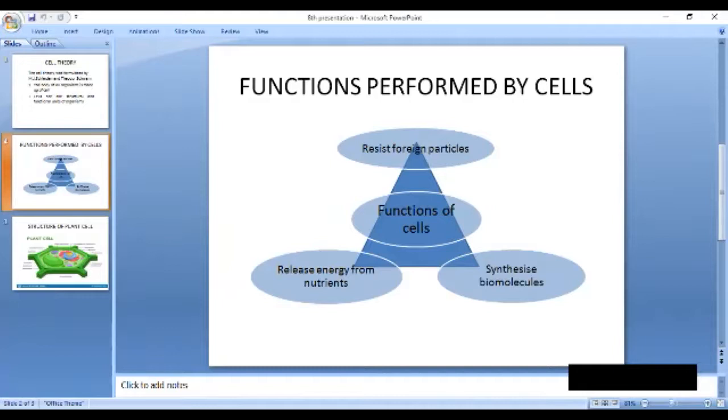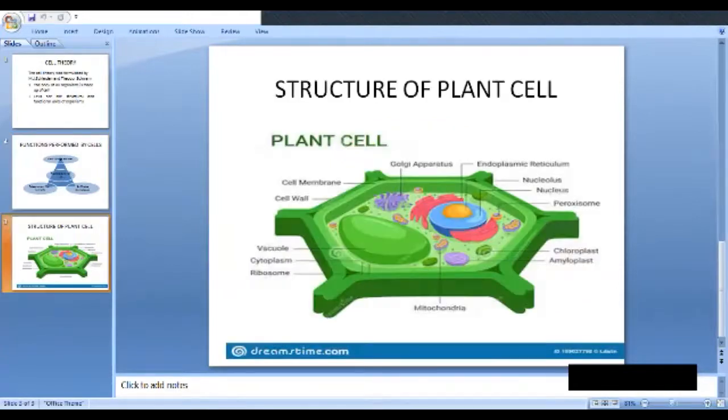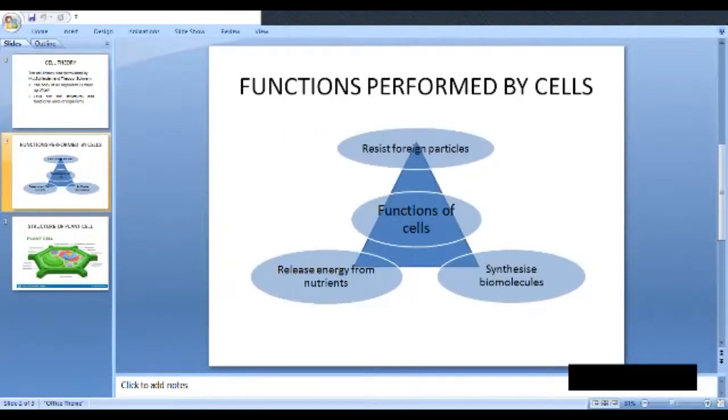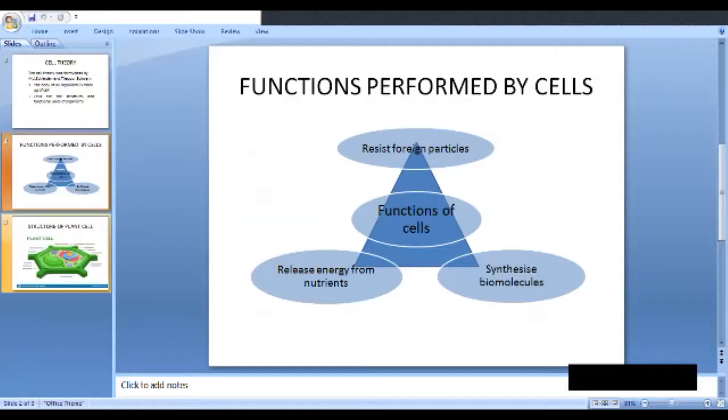Then synthesis of biomolecules. Synthesis of biomolecules means cells help in the production of hormones, enzymes, mucus, all these things. Then comes release of energy from nutrients. We all know that energy is released from the nutrients.